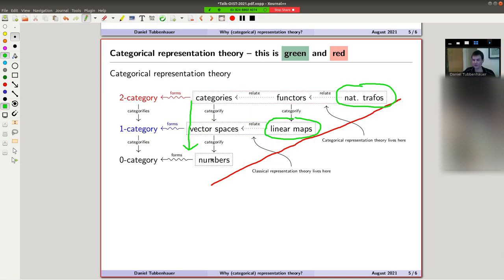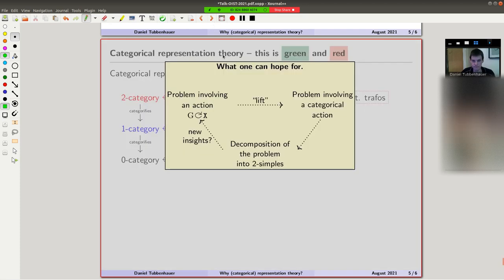So the whole idea of categorical representation theory is to lift representation theory itself to a new layer. Instead of associating linear maps, matrices, you associate functors to your symmetries, whatever functors are. And the main idea is, of course, still the same. You have an action, you lift it, you decompose, you play some games like decompositions, and you get new insights.